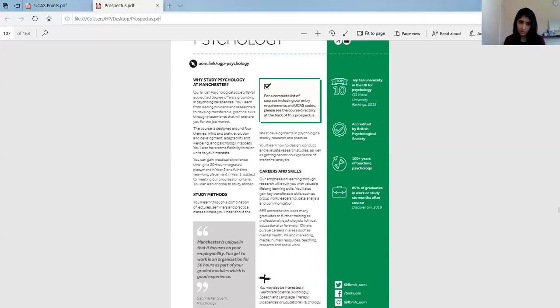It will also have, for example, here it has information about placements that you can do. And then also down here, it has information about the careers and skills you will gain. Here on the right, it has some facts. Here it says that for this psychology degree, the university is in the top 10 universities. And then here you can see it says for a complete list of courses including our entry requirements, we need to look at the back of the prospectus for this one. For some universities, they might have the entry requirements labelled here, but for this one, we need to go to the back of the prospectus. So let's do that now.